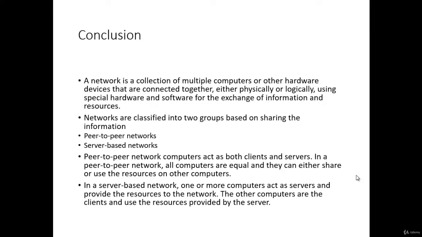Conclusion: a network is a collection of multiple computers or other hardware devices that are connected together either physically or logically using special hardware and software for the exchange of information and resources. Networks are classified into two groups based on sharing the information: peer-to-peer networks and server-based networks. In a peer-to-peer network, computers act as both clients and servers. All computers are equal and they can either share or use resources on other computers.